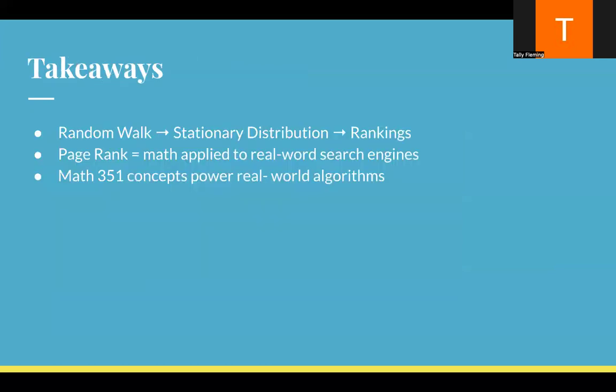And then to tie it all together, our biggest takeaways are that PageRank is a perfect demonstration of how discrete mathematics powers real-world algorithms. The structure of the web is a directed graph, and the search process is a random walk leading to a stationary distribution, as seen through recurrence relations and probability. And then the final result of that is the PageRank vector, which provides the rankings.